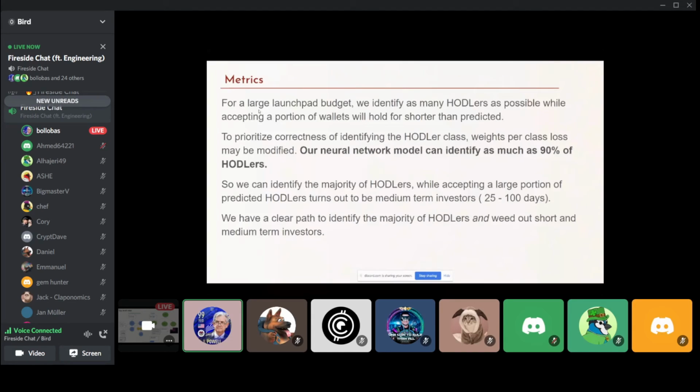So we have a clear path to identify the hodlers while being precise about it, while having a high precision about it. That's the performance goal for the next leg of our work in this application.